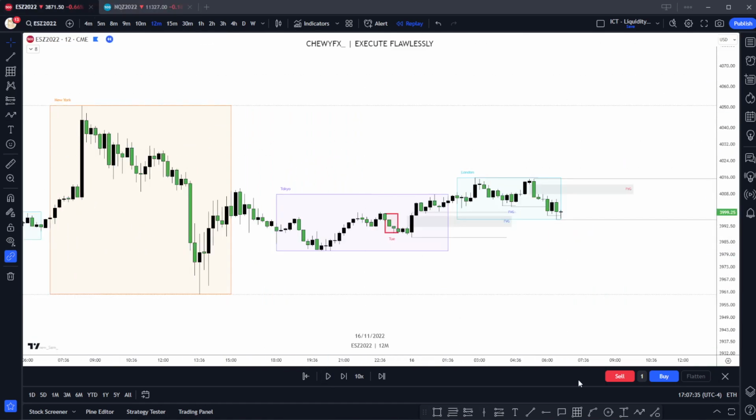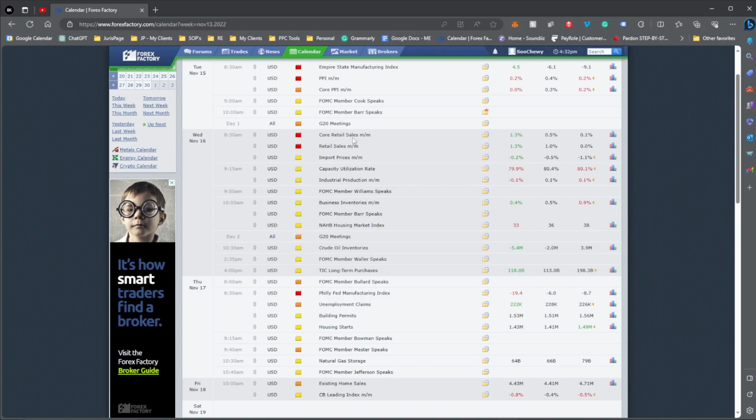Okay, let's check out the news. So Wednesday, core retail 8:30. All this stuff that doesn't really matter. FOMC member Williams, business, and then G20 meetings again. Okay, there's lots of news on this day, so I'm definitely going to be careful for sure. So based on what I'm looking at, I'm ideally looking to have an entry in the AM session, probably not the PM session, as I see FOMC member Waller speaks, and I know sometimes Waller can move the market, so we'll just keep that in mind.